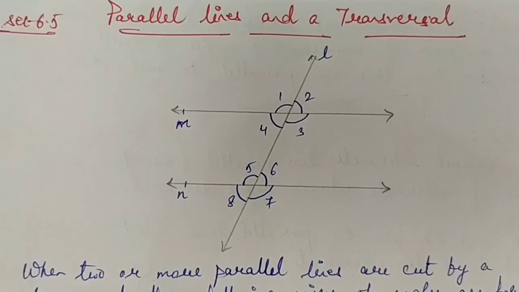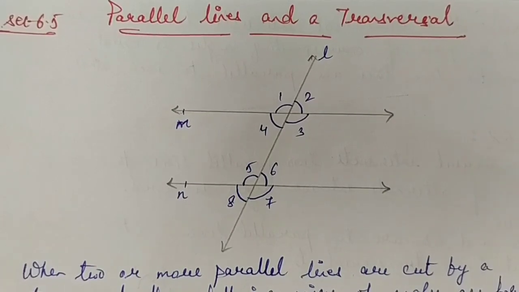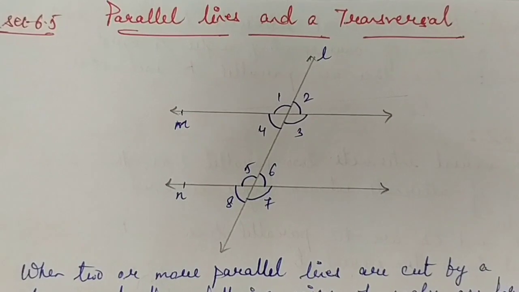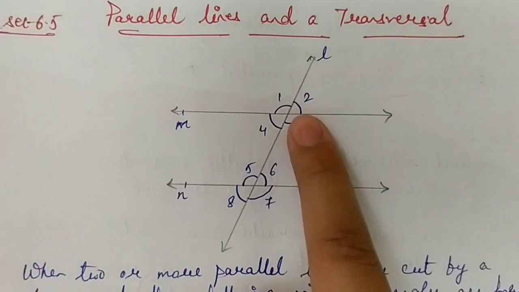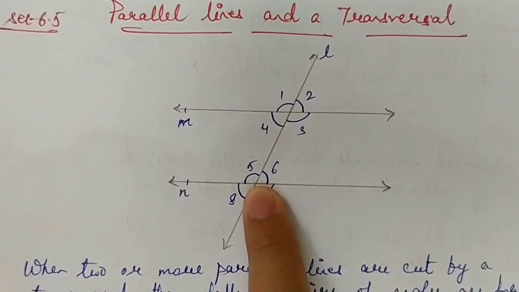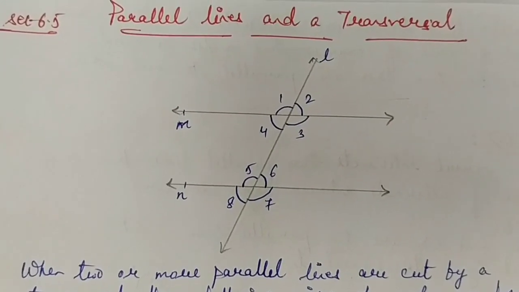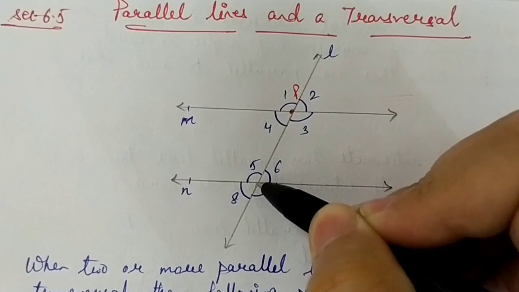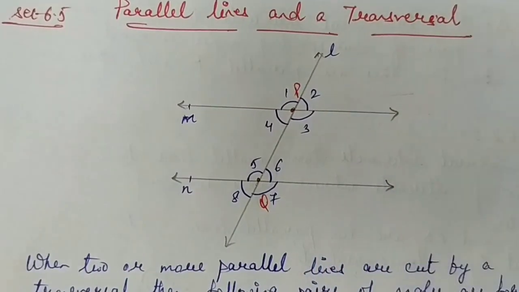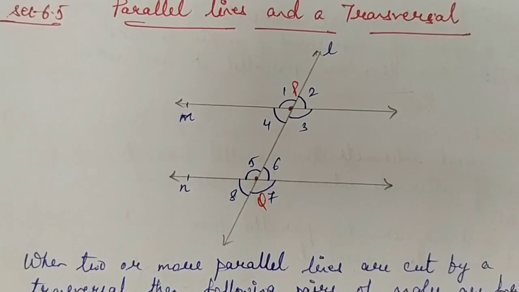So, parallel lines and a transversal. I have drawn two parallel lines M and N which are intersected by a transversal L. The transversal L intersects at this point and this point; if I mark them as P and Q, so at point P and point Q, the lines M and N, the two parallel lines, are intersected by the transversal L at points P and Q.